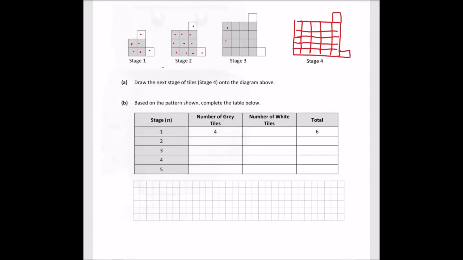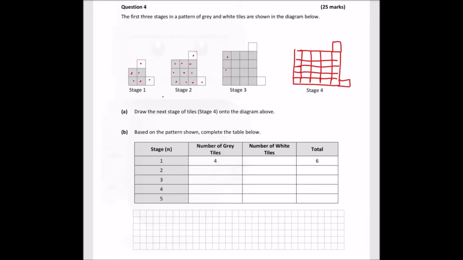Right, based on the pattern below, complete the table. Number of grey tiles. Well, the number of grey tiles, there will be 4, and then 9, and then 16, and then 25, and then 36. If you can see, it's 2 squared, 3 squared, 4 squared, 5 squared, 6 squared. And the number of white tiles, well, that doesn't change, that's always 2. So that will be 11, 18, 27, and 38.